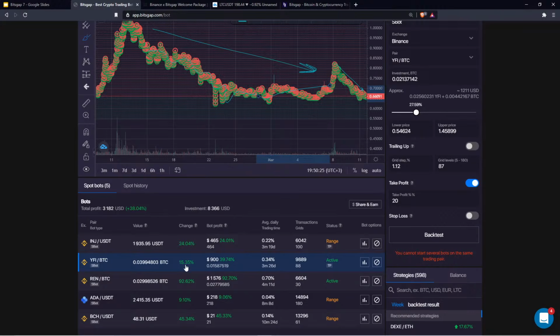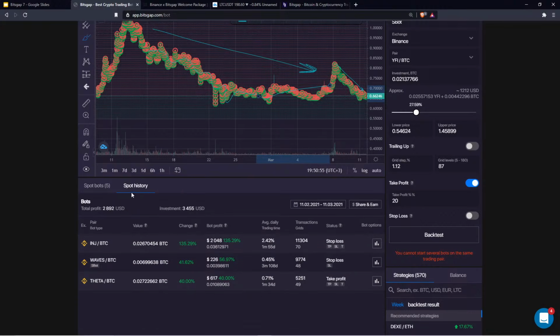Just take into account that the change is your primary one, the top one to monitor, okay? The bot profit is the one that you use to see the success rate of your strategy. The average daily is the metric that you use to compare different strategies with one another to see which one has proven to be the most successful, which is something that you can also analyze in the spot history.